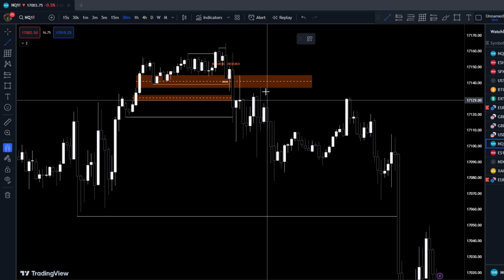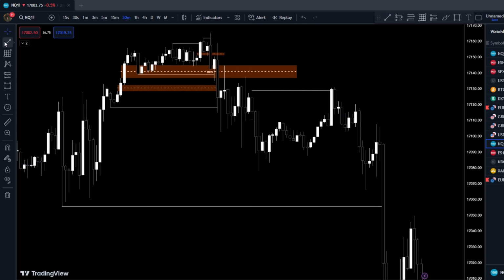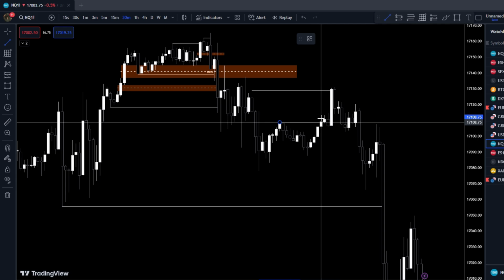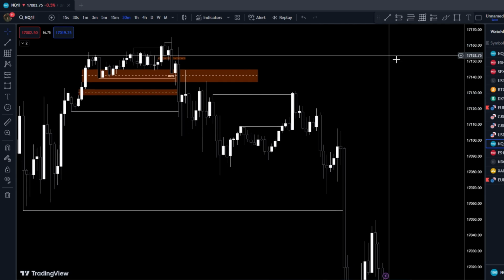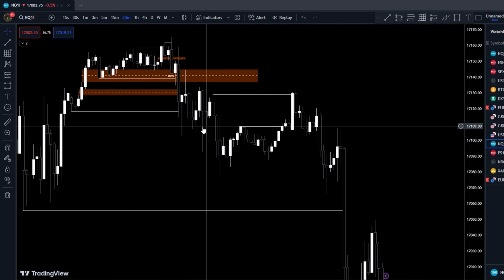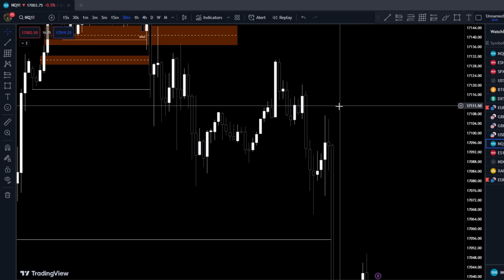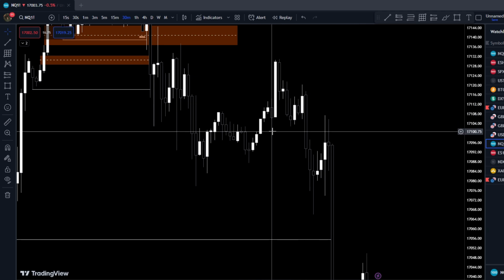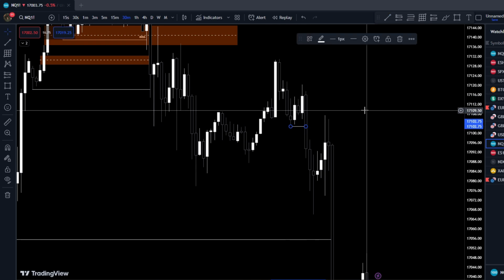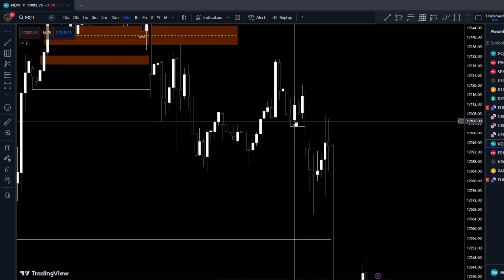As you can see, we took out this internal liquidity. We took this high as well. And what do I wait for? I wait for a bearish market structure shift or any entry model that you guys want. I'll use fair value gaps for now because I'm explaining it now. So what do we get here? Market structure shift that most of you guys trade. There's a market structure shift for you guys.